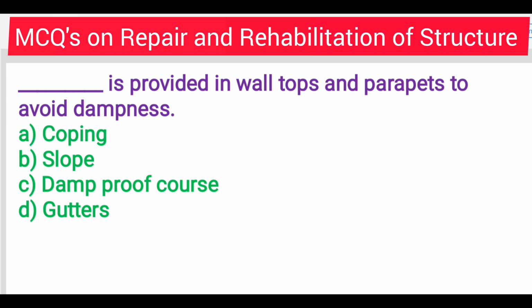Next question, dash is provided in wall tops and parapets to avoid dampness. Option A, coping. Option B, slope. Option C, damp proof course. Option D, gutters. So the correct answer is option A, coping.